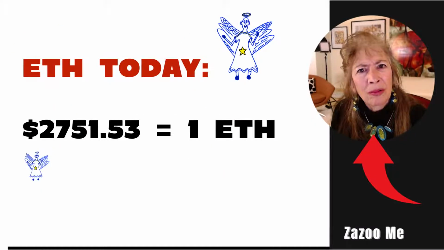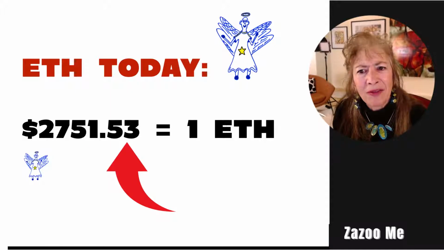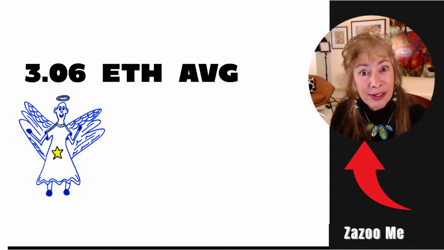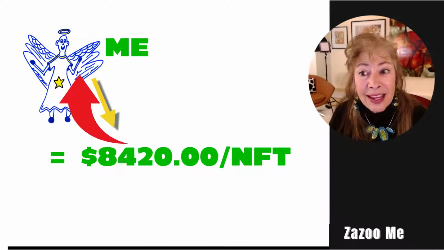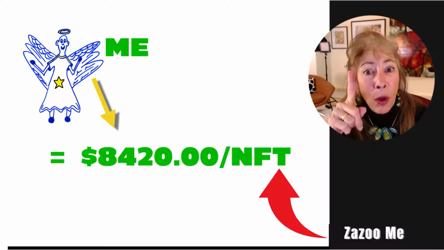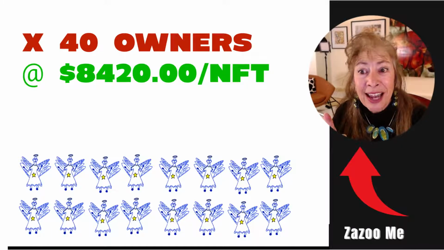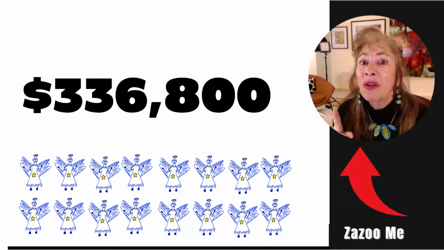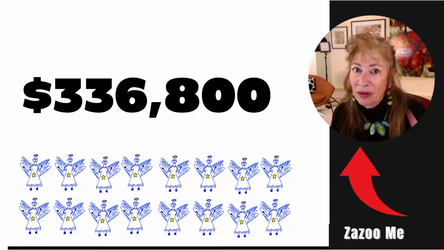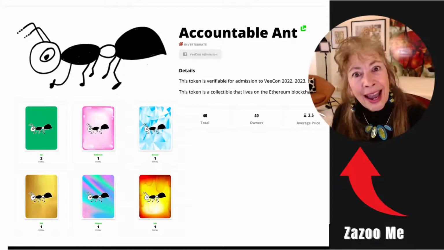3.06 Ethereum. Well, gosh, today Ethereum is worth $2,751.53 for one Ethereum. We're talking 3.06 Ethereum for one of these little angels. What does that mean? $8,420 for one NFT, but he didn't sell one, he sold 40 of these little ambitious angels, netting him $336,800 from one NFT with utility. Well, what does that mean? Means get out your drawing pencil.